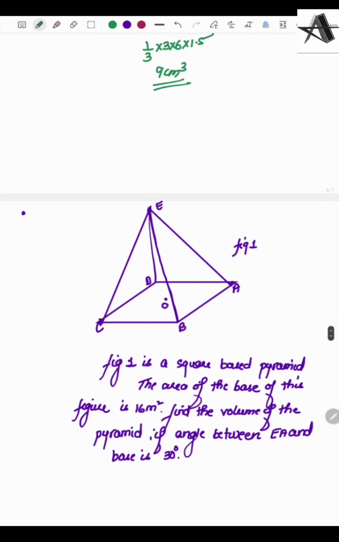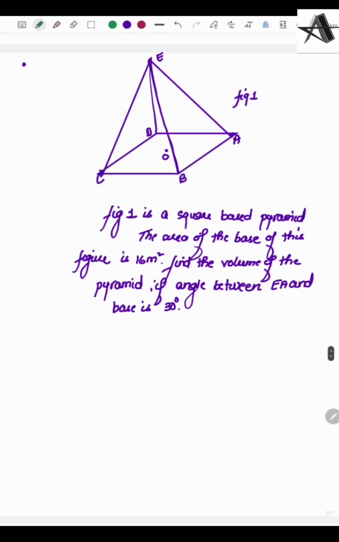Moving on to the next question. Figure 1 is a square based pyramid. The area of the base of this figure is 16 centimeters squared. Now it says find the volume of the pyramid if the angle between EA and the base is 30 degrees.